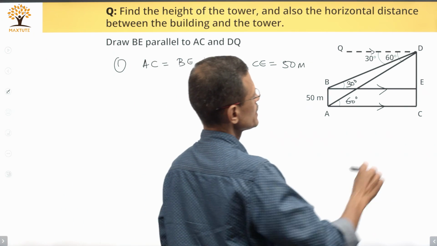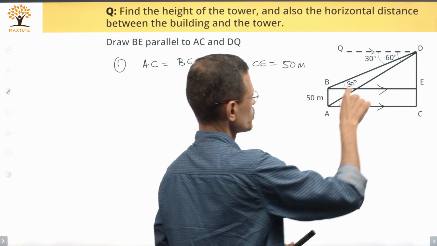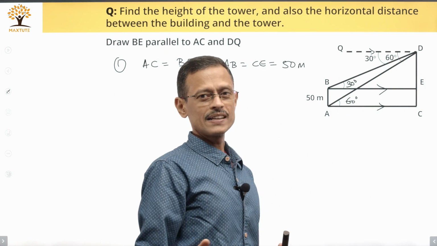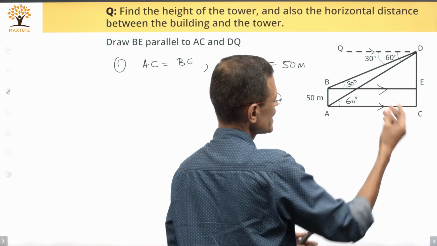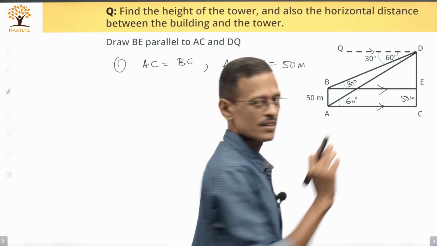And we know DE is a common parameter to both these triangles. To triangle DEB, it is the opposite side. To triangle DCA, it is a part of the opposite side. The opposite side will have 50 meters plus this DE.